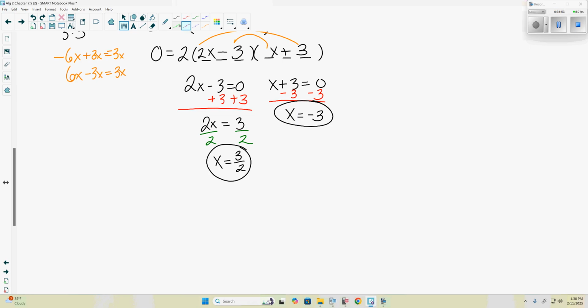Questions on how we found our two solutions? Is one of these a restriction? Yes. Because we said x could not be positive or negative 3. So x equals negative 3 is a restriction. We remove it, we cross it out. That solution doesn't work. It's an extraneous solution. It's a solution that we get from solving, but does not work in the original context. So we throw that solution out. Questions on this here?